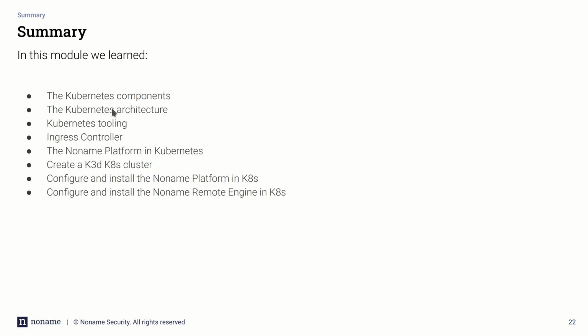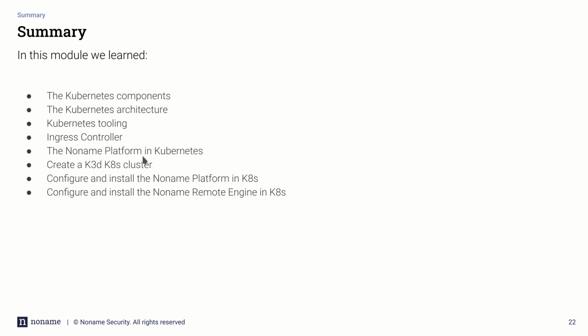Tooling, we used kubectl to manage our cluster, K3D to create a cluster, Helm, right, to deploy our no-name platform and the no-name remote engine. I explained them. We talked a little bit about Ingress controller, right? You can use Nginx. Most of the time, I do see Nginx Ingress controllers. But for our course, because K3D comes bundled with Ingress traffic, we might as well use it. Makes our job simpler.